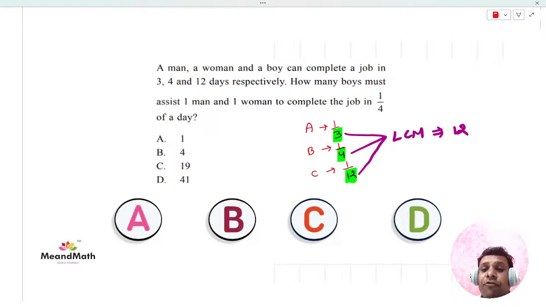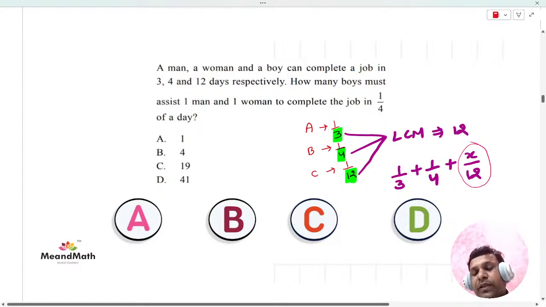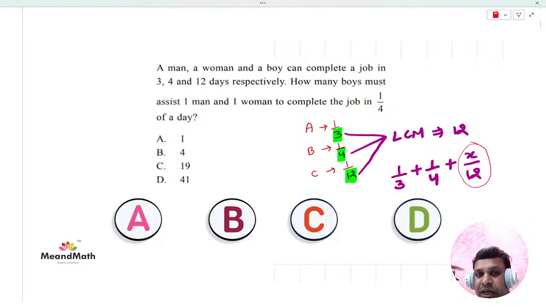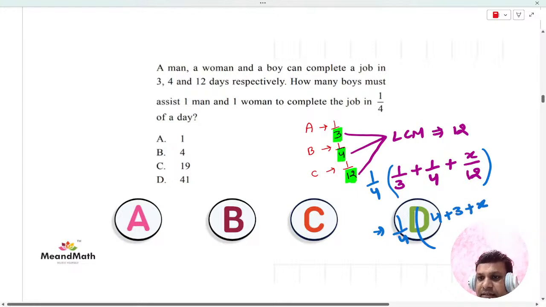Now we have to complete the work in 1/4 day. So how much will there be in 1/4 day? 1/3 plus 1/4 plus x/12. Why x/12? Let's suppose the number of boys is x. If one boy completes 1/12 of the work in a day, then how much will x boys complete? x/12. And in how many days? 1/4 days. So just simplify it. This is 4 plus 3 plus x/12.